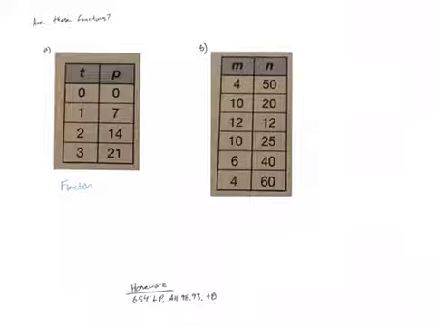Looking at part B, 4 goes with 50, but 4 also goes with 60. So if I use an input of 4, would I be getting an output of 50 or 60? Well, I don't know. It depends on which 4 I'm using. Likewise, with this 10, sometimes it gives me 20, sometimes it gives me 25. The 12 and the 6 are just fine, but the 10s and the 4s have 2 different outputs that they pair up with. So this one I would say is not a function.